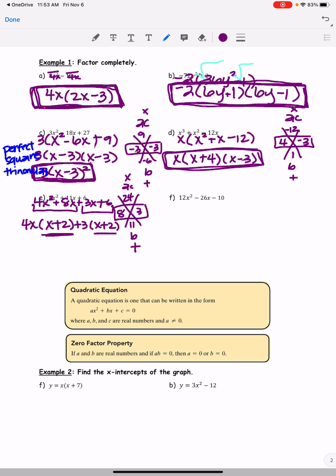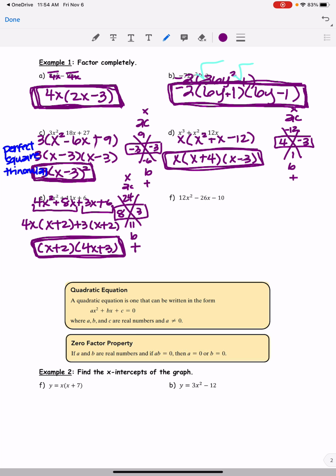So your 2 binomials: first is what you have in parentheses, so X plus 2. And then what your GCFs were that you pulled out, so 4X plus 3. And so again, that's not really a hard thing to do, right? We call that the hard trinomial. It's not necessarily hard, but it is more steps.